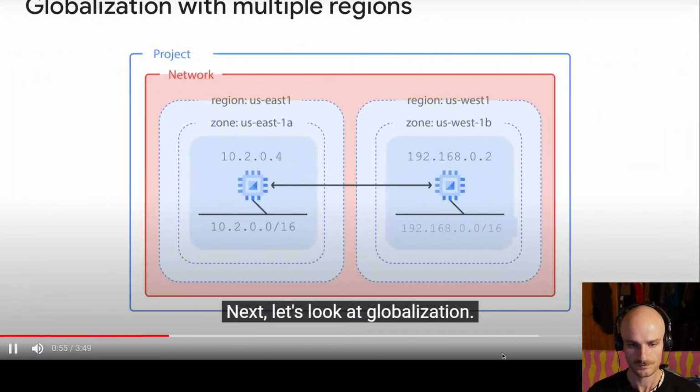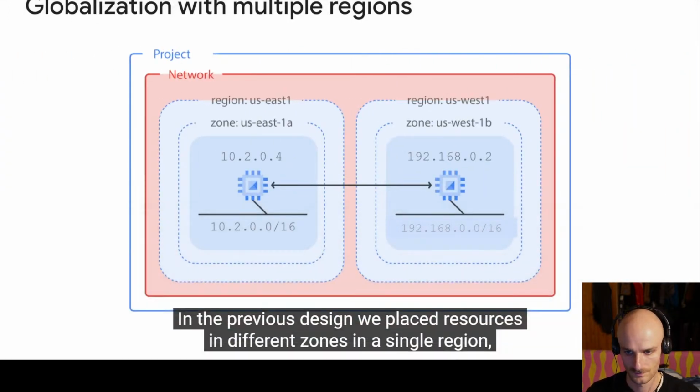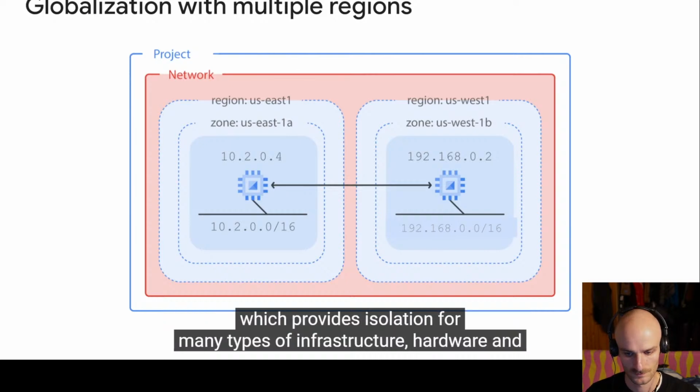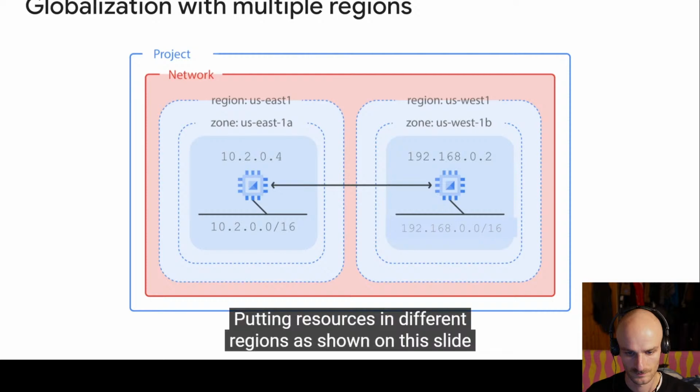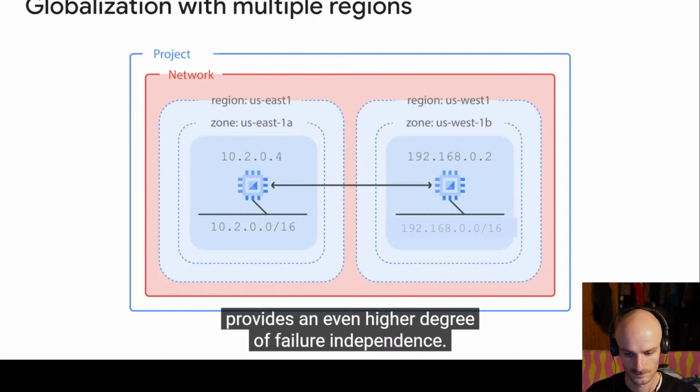Next, let's look at globalization. In the previous design, we place resources in different zones in a single region, which provides isolation from many types of infrastructure, hardware, and software failures. Putting resources in different regions, as shown on this slide, provides an even higher degree of failure independence. This allows you to design robust systems with resources spread across different failure domains.